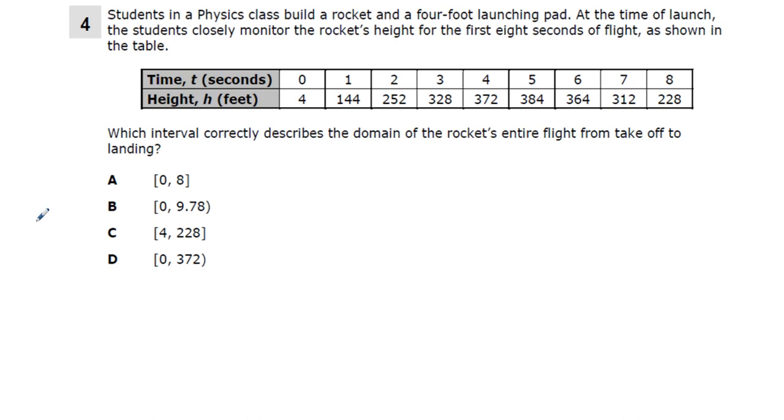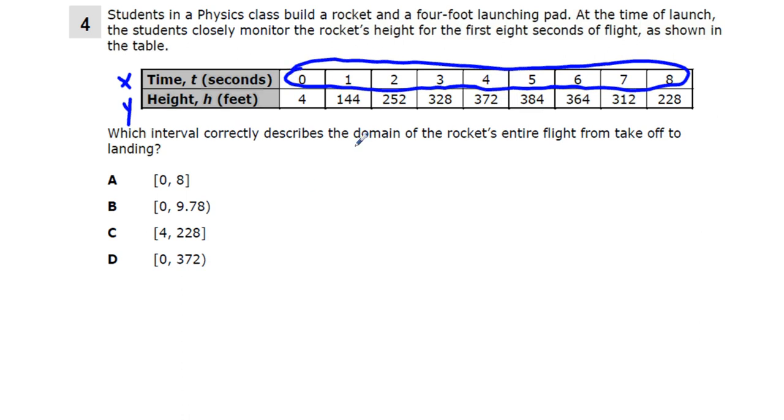4. Students in a physics class build a rocket on a 4-foot launching pad. At the time of launch, students closely monitor the rocket's height for the first 8 seconds of flight, as shown in the table. Which interval correctly describes the domain? Again, domain would be x. Range would be y. The height will be the y, and the time will be like the x. And so your domain is going to be related to these values here in the upper row, the input values.